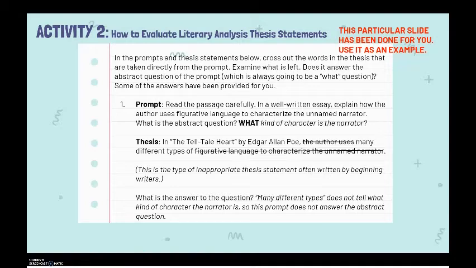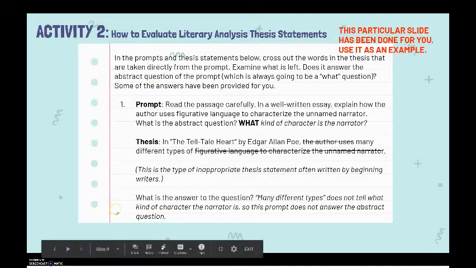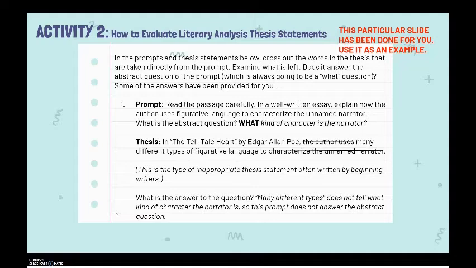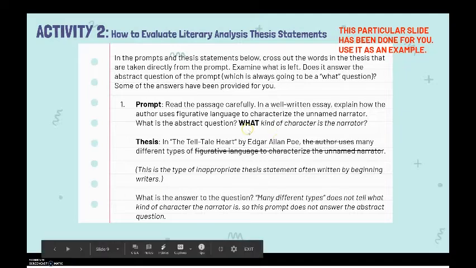Does it answer the abstract question of the prompt? Now this is important. The abstract question is always going to be a what question. So some of the answers have been provided for you. This right here, it's been provided for you. Let's read the prompt. Read the passage carefully. In a well-written essay, explain how the author uses figurative language to characterize the unnamed narrator. What's the abstract question? What kind of character is the narrator?